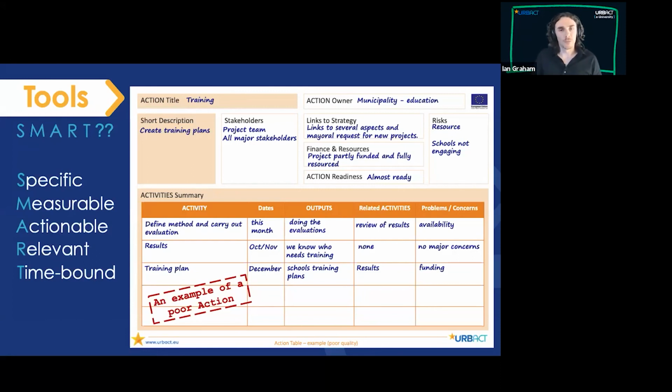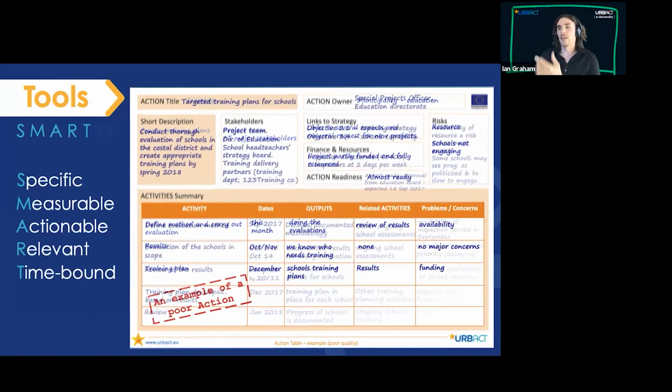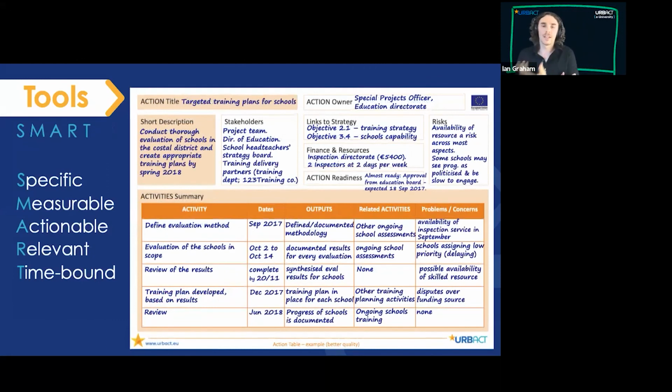This is slightly more subjective, but if you expanded it and put more details in, it would start to look something like this, where you've got a much more specific action title in terms of the fact it's for schools specifically. The description gives you more details about which schools and when it's going to be done by. The links to the strategy and the context have got specific objectives that it's linked to, and so on. You can see if you look through it, there's more defined detail. It's got more dates in there. It's more linked to the strategy. It's more measurable. So that's just to give you an example.